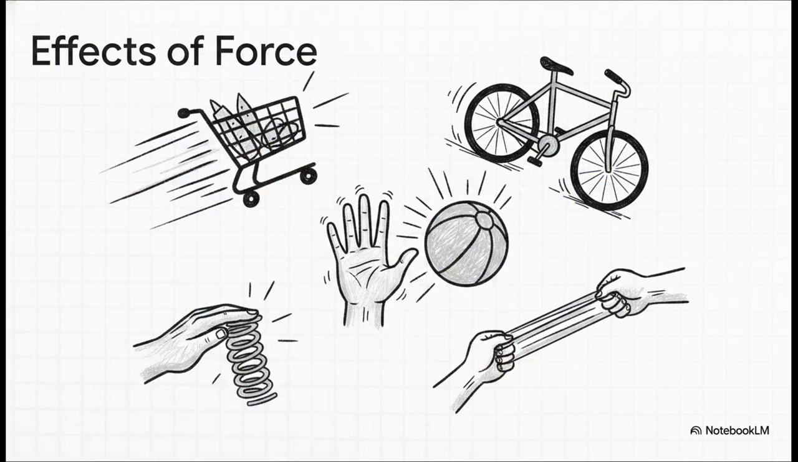But here's the thing. Force isn't just about getting things moving from a standstill. It's incredibly versatile. Applying a force can completely stop an object that is already moving. It can alter an object's speed, like making a shopping cart speed up or a bicycle slow down. It can totally change the direction of a moving object. And amazingly, it can even change the shape or size of an object entirely. Just think of compressing a metal spring or stretching that rubber band. Force dictates absolutely every change in state.